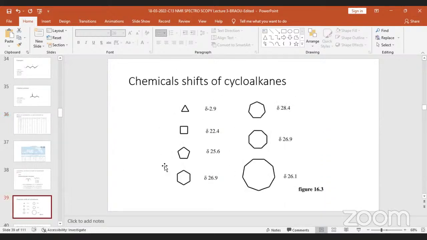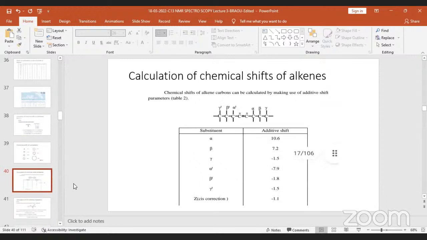See, some more representative cycloalkane chemical shifts are given here. Cyclopropane, all carbons are the same, minus 2.9, due to sigma electron shielding. And for cyclobutane, all these are approximate values, and you need not remember them, just for reference. Now we have seen the calculation of chemical shifts of alkanes and substituted alkanes.